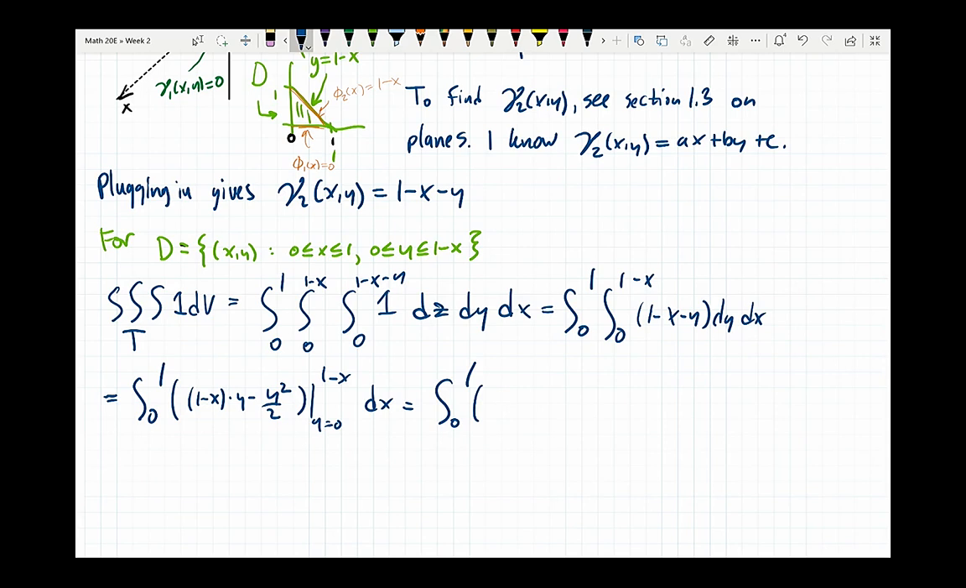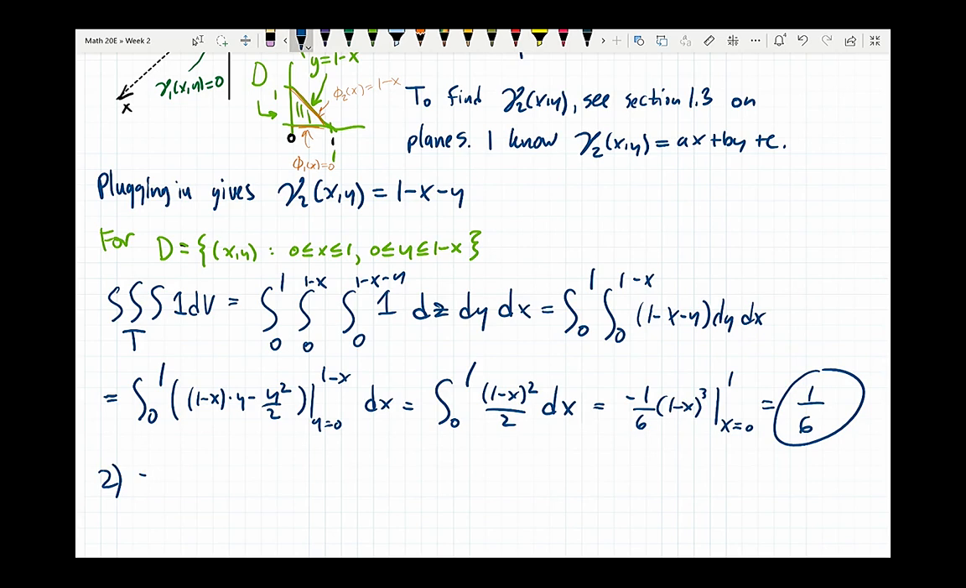I actually get 1 minus x squared over 2. So I'm going to do this kind of fast. You should check this on your own time if you can't follow along. Cool. Okay, so the volume of this shape is 1/6. Seems reasonable, right? It's less than the unit cube, which would have volume 1. So, all right.